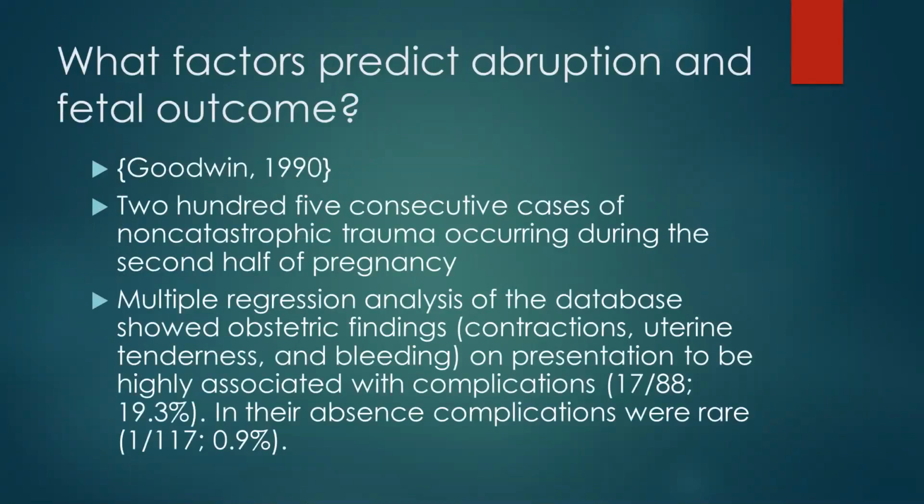fetal outcome? And so he looked at 205 consecutive cases of non-catastrophic traumas occurring during the second half of pregnancy. He did a multiple regression analysis, and in this database showed that if you had obstetrical findings at the time of evaluation of mom, via contractions, uterine tenderness, and bleeding, that on presentation was highly associated with complications, about 19%. However, in their absence, the complications were super rare, less than 1%.